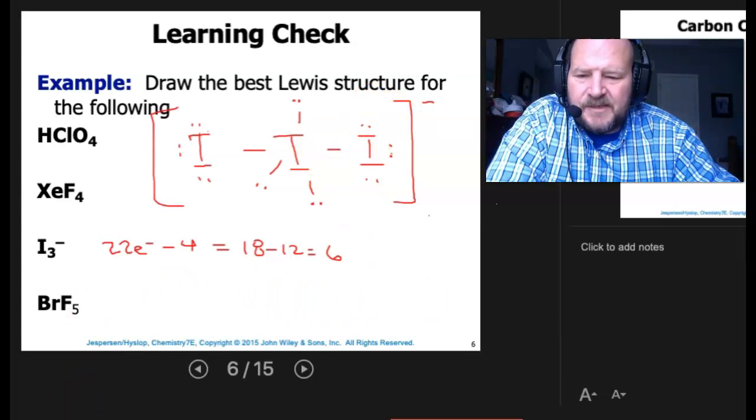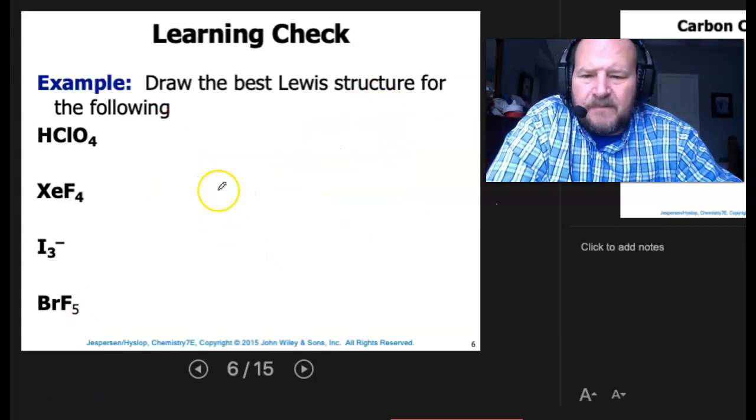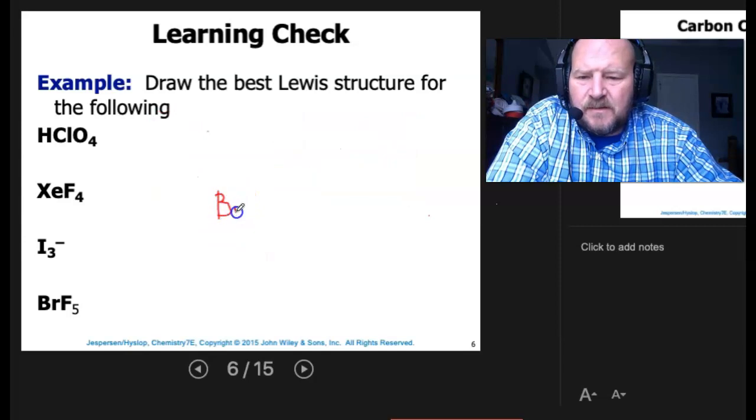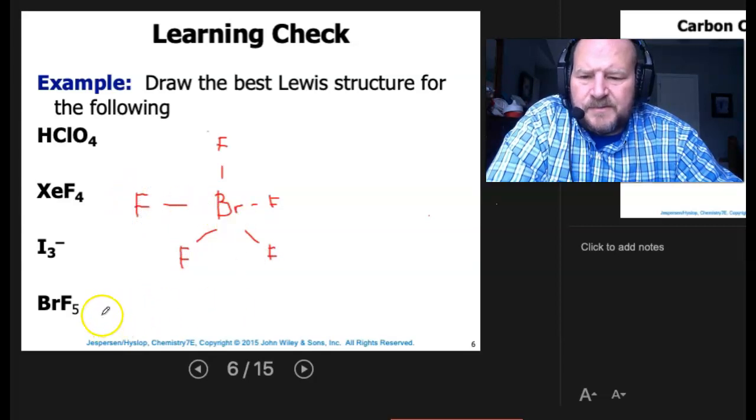All right, one last one to go here. Our last one here is BrF5. So we're going to go 1, 2, 3, 4, 5. Put our fluorines in. So we have 7 times 6 for our electrons, so it means we have 42. 2, 4, 6, 8, 10 just got used up.